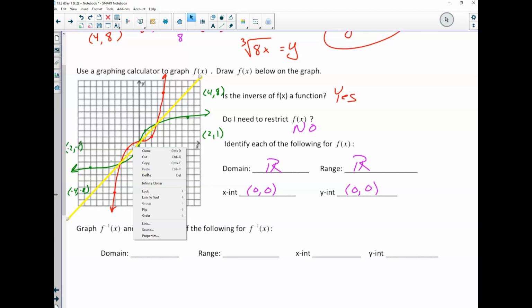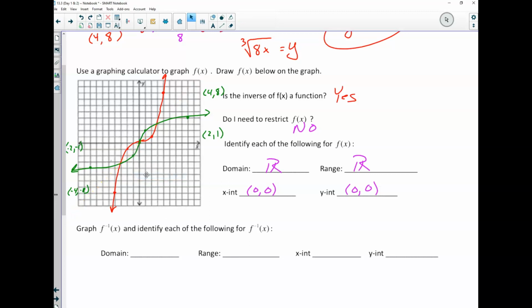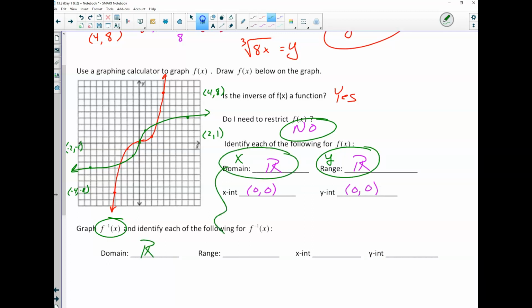And the really cool thing is I do not need to see my graph for the domain, okay? Because I did not need to restrict anything in my domain. So remember, range is y's, domains are x's. So if functions and their inverse swap x's and y's, all of these y's become x's, all of these x's become y's, and my x-intercept and my y-intercept.